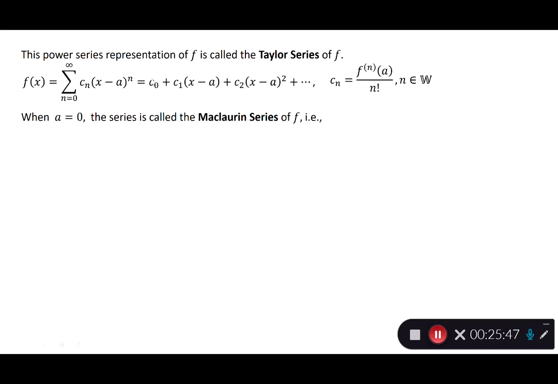And the only difference between the Maclaurin series and the Taylor series is that the Maclaurin series specifically works when a is equal to 0. So the Taylor series is a more generalized version. You can make a be whatever you want, whereas the Maclaurin series is when specifically a is equal to 0. You center the power series about 0. Okay? This is the idea. Cool?